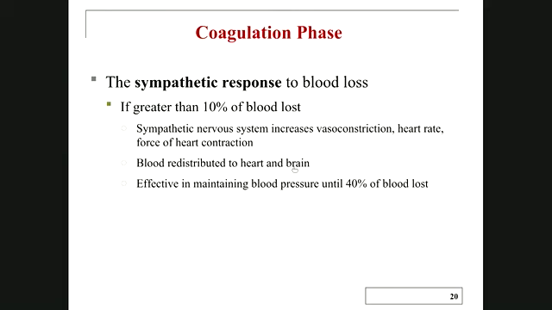It's effective in maintaining blood pressure until 40% of our blood is lost. When there is not that much blood at the site of injury, that part has enough time to do these different processes to make blood clots.